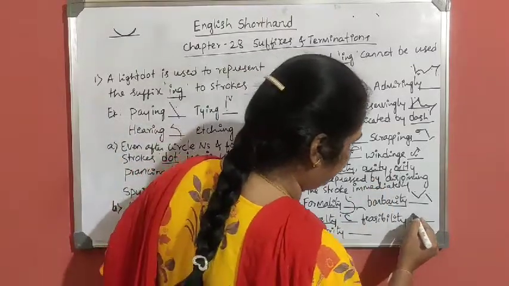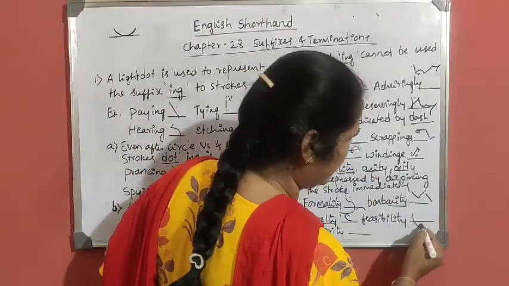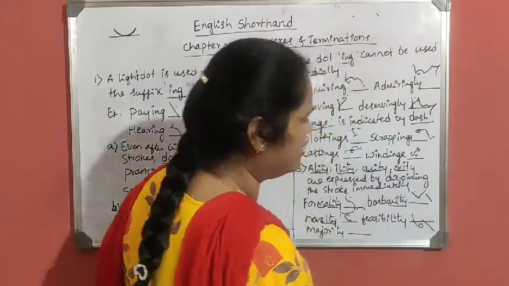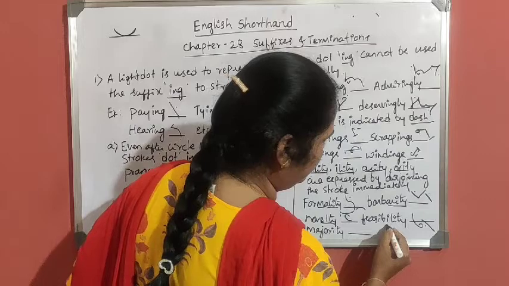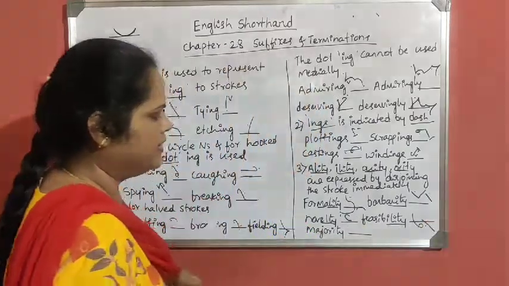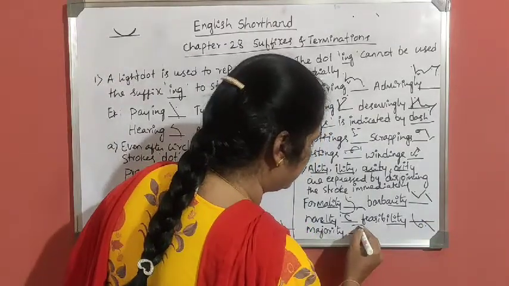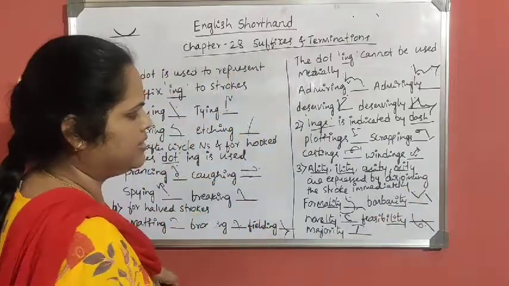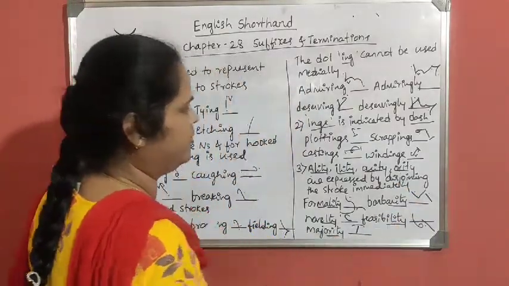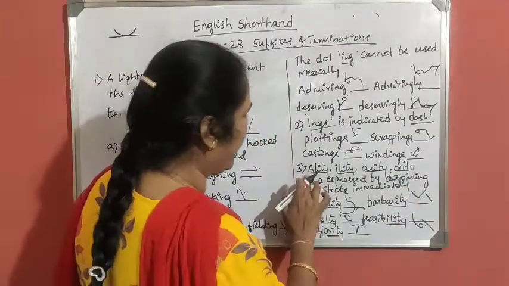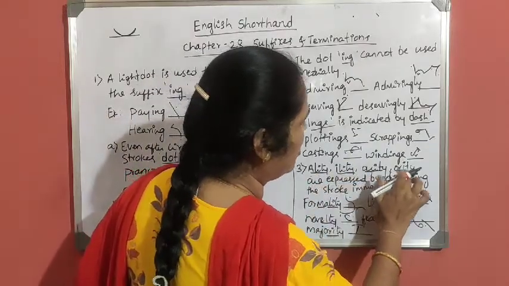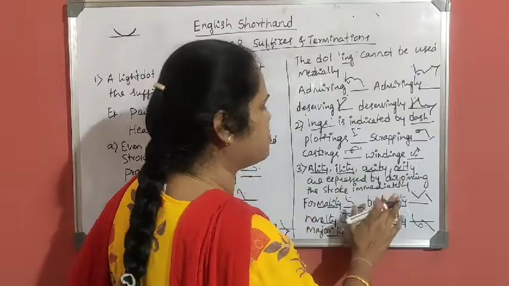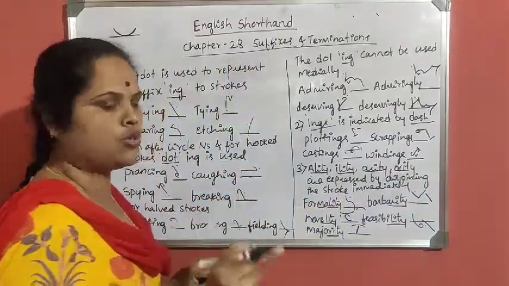Then feasibility, F, circle S, then B you have to disjoint. See, feasibility, ILITY. Then majority, M, J is disjoint, ORITY. I'll explain again. ALITY, ILITY, ARITY, ORITY. These sounds are expressed by disjoining the stroke immediately.